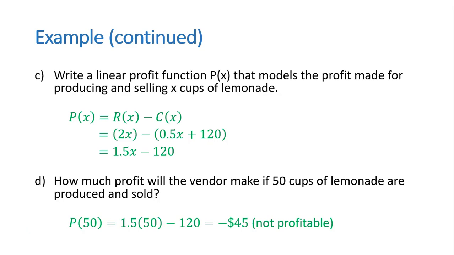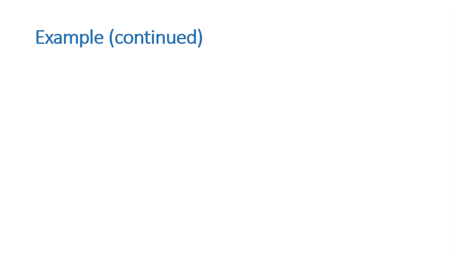So if we want to think of this in the context of the problem it's actually in, negative 45 means we're losing money. It means we're not profitable. In other words, we didn't make enough to cover both our variable costs and then the fixed cost we have for renting the booth. So let's try another one.